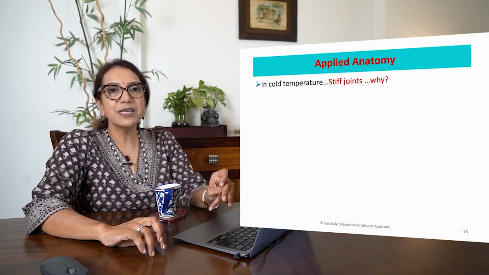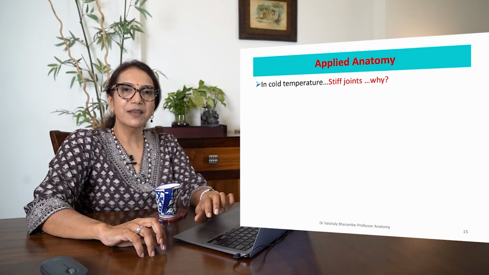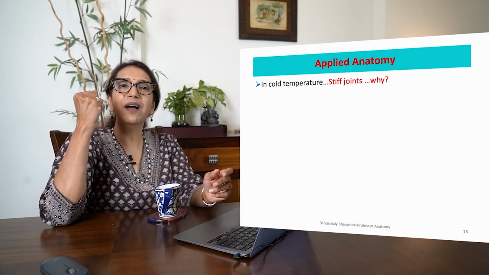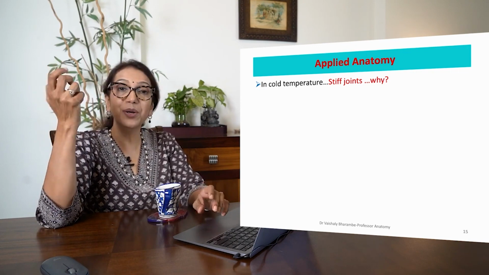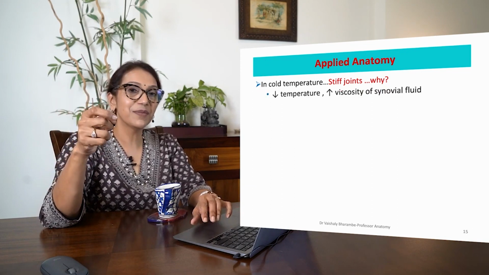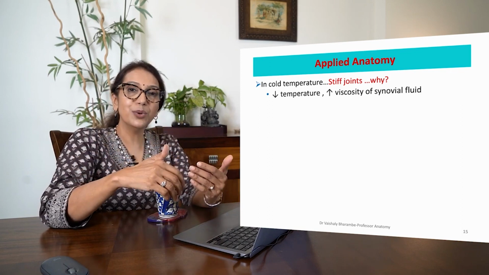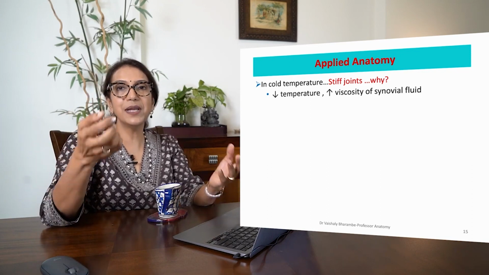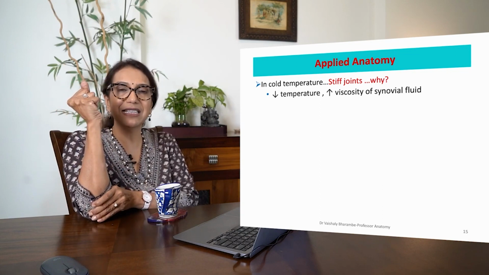Now just imagine you're sitting in your OPD and a patient comes and says, doctor sahab ya doctor madam, thand mein na bahut jod akad jaate hain. My joints become very stiff in the cold. I don't know what to do. But you are smart. You have studied general anatomy. So what do you tell them? So when the temperature falls, you know that there is increase in viscosity of synovial fluid. So what is happening? In the cold, the synovial fluid has become very viscous.